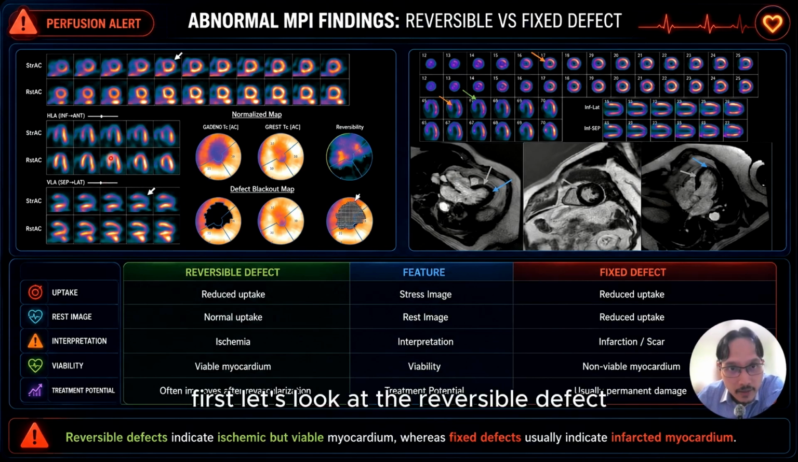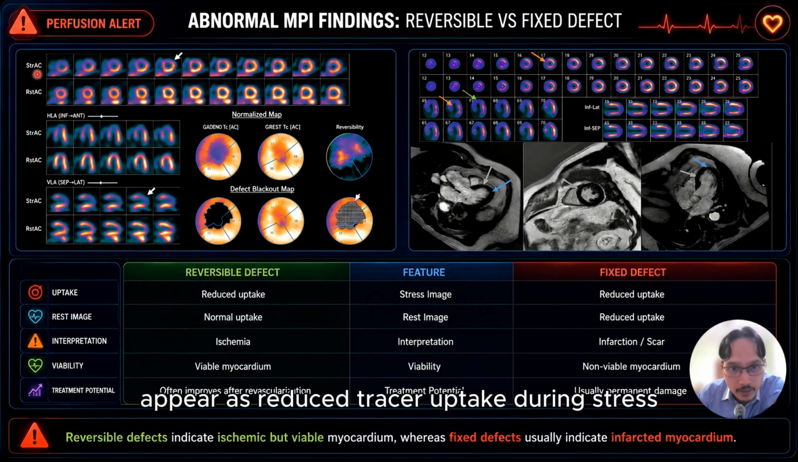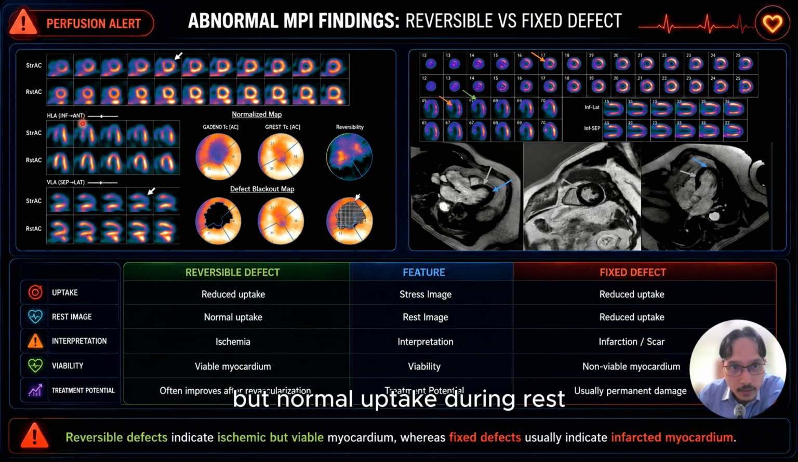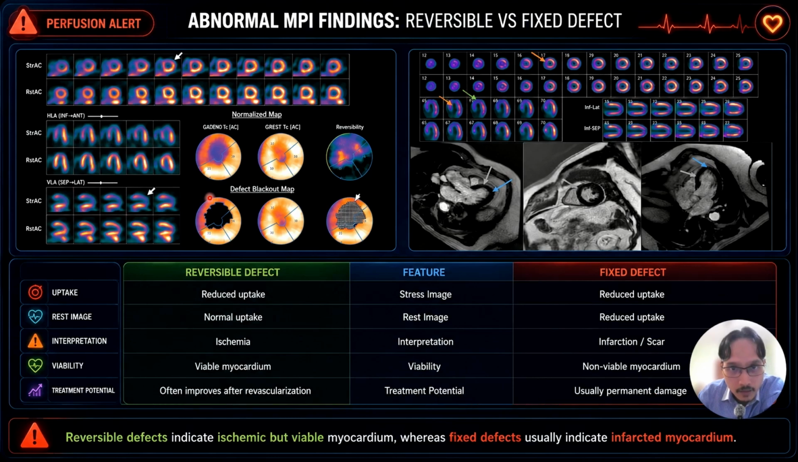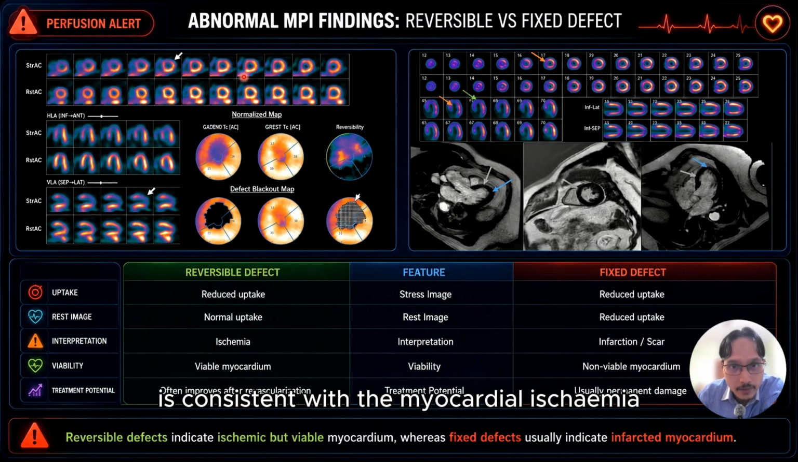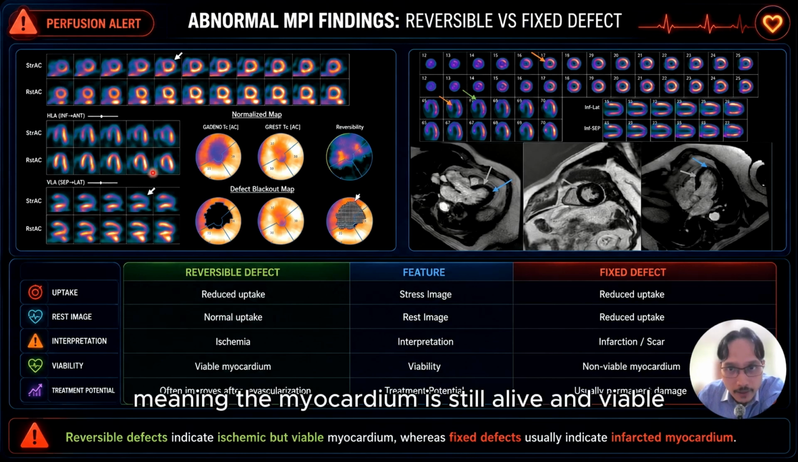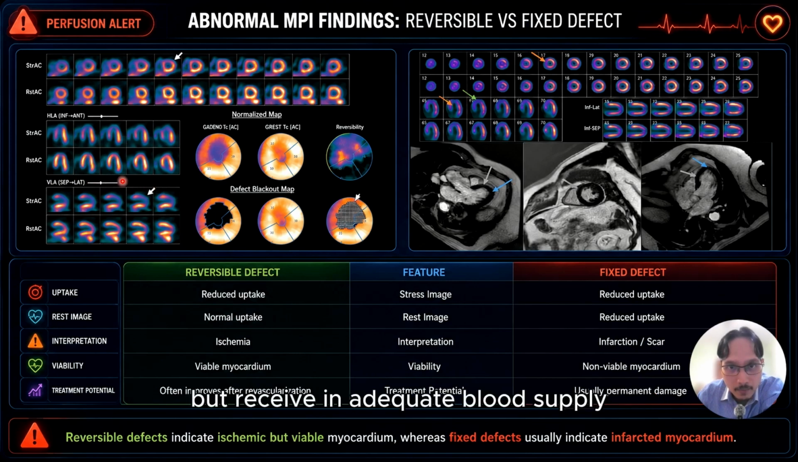First, let's look at the reversible defect. A reversible defect appears as reduced tracer uptake during stress, but normal uptake during rest. This indicates that the blood flow becomes insufficient when the heart is stressed, but returns to normal at rest. This finding is consistent with myocardial ischemia, meaning the myocardium is still alive and viable, but receives inadequate blood supply due to significant coronary artery narrowing.